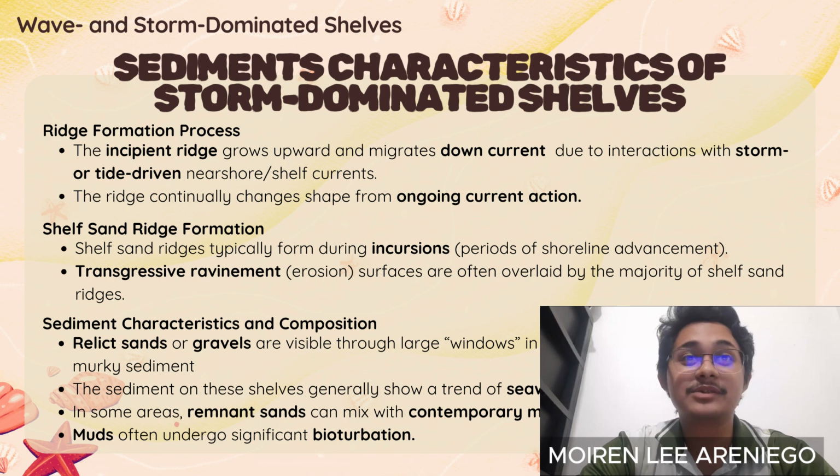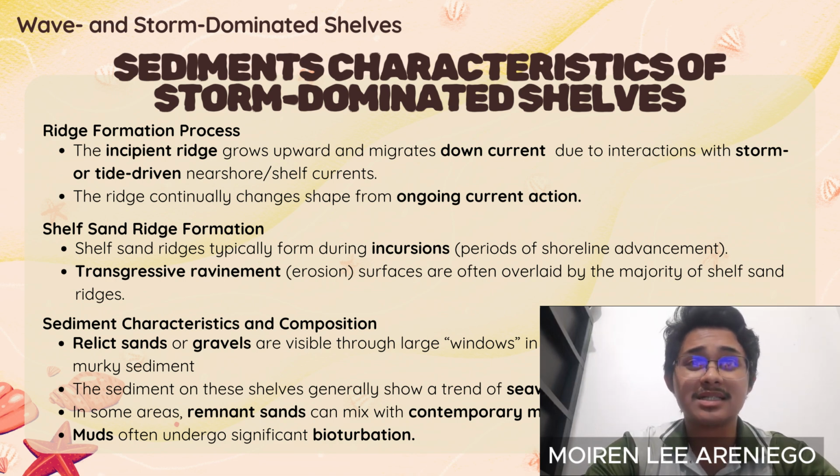But how are these ridges formed? Let us discuss the ridge formation processes. The incipient ridge grows upwards and migrates down current as a result of interaction between irregular storm- or tide-driven nearshore or shelf currents. The ridges change as a result of the ongoing current action.